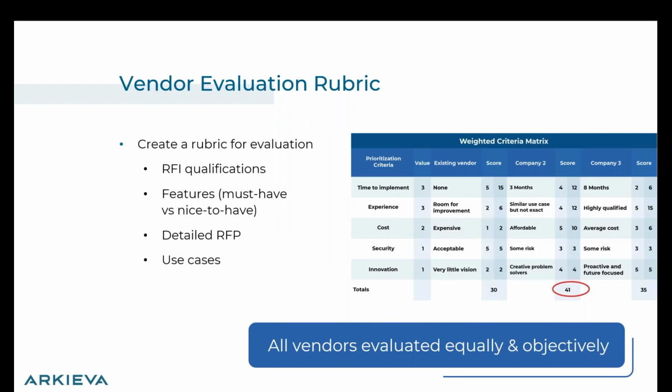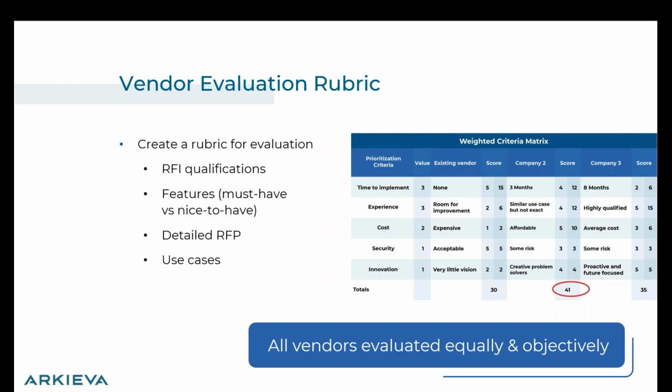All right, so now we reach the vendor evaluation rubric. I said earlier that you do not want the selection process to be very subjective. You do want to introduce objectivity. And so you want to have a criteria, a matrix where you say, what are the things that are important to me? So for example, on the screen, we have some examples.